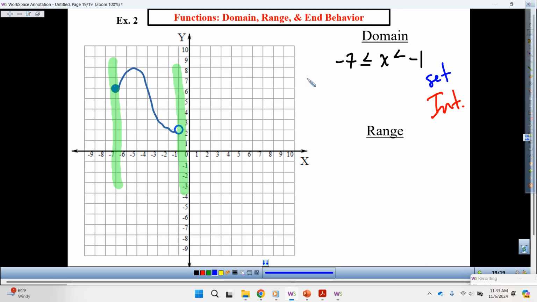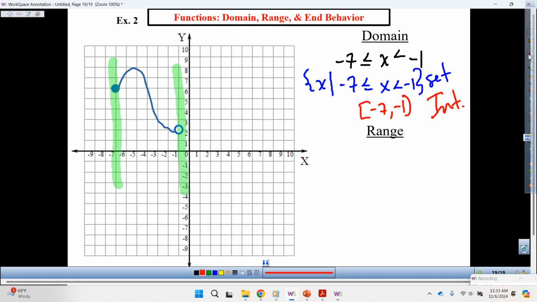Kelly, set notation, go. Set of, such that. Thank you. Hands, have you got that? All right, pass someone for the interval notation. Ashlyn, okay. Bracket, -7, -1, parentheses. Hands, have you got that? That is correct. Let's go to the range.